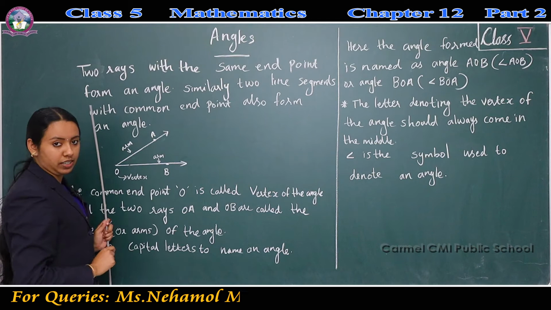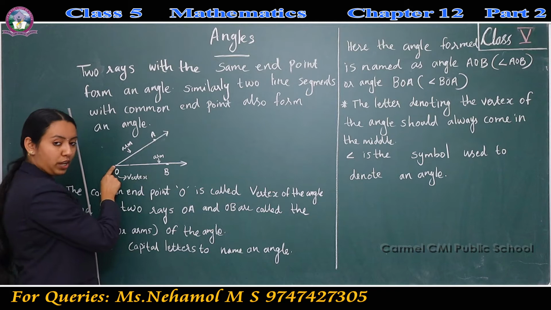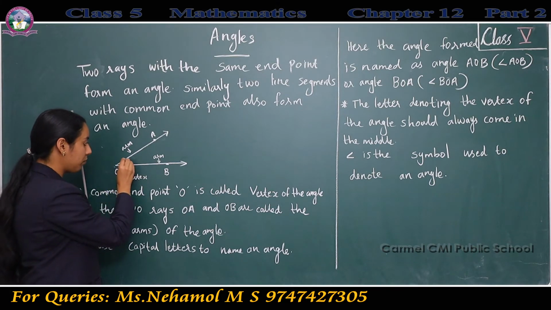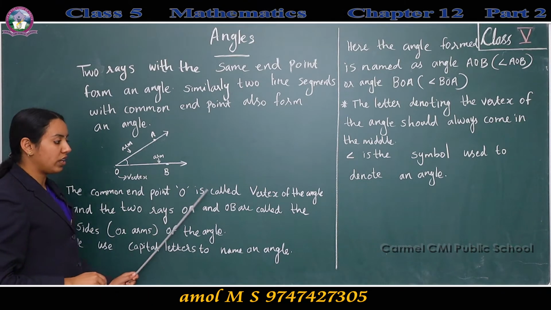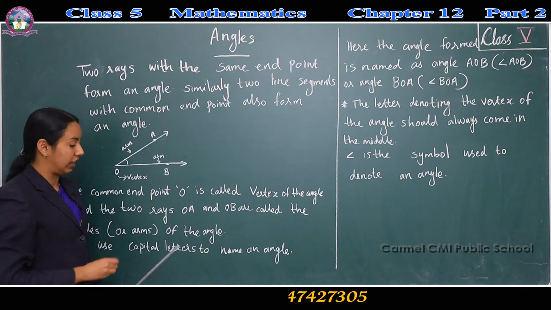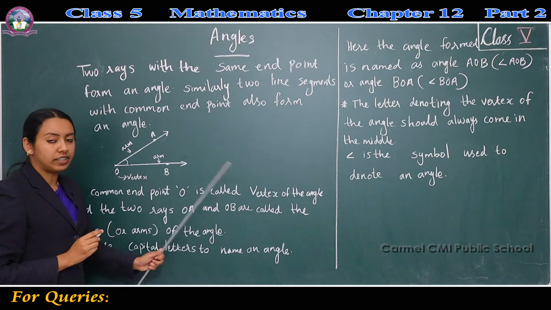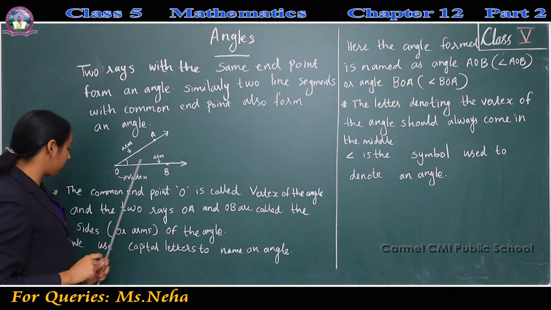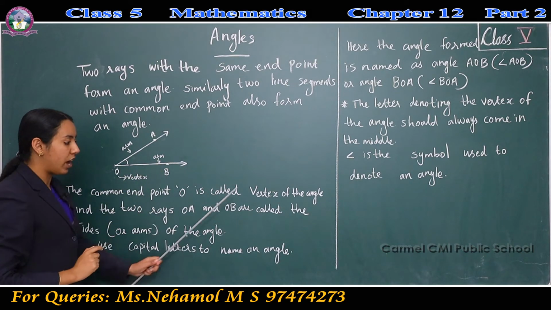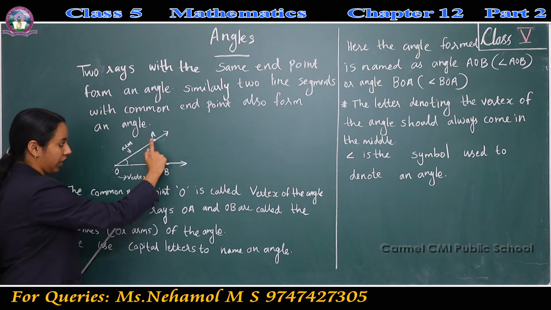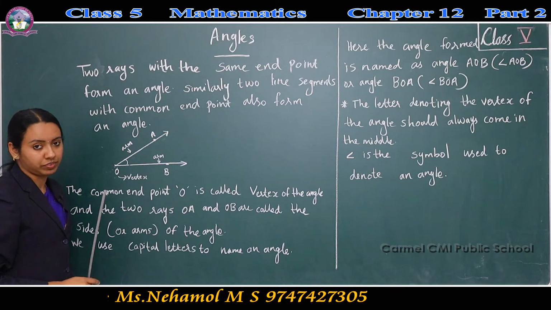One angle is given here. In the figure, two rays OA and OB have a common endpoint and they form an angle. The common endpoint O is called the vertex of the angle, and the two rays OA and OB are called the sides or arms of the angle.